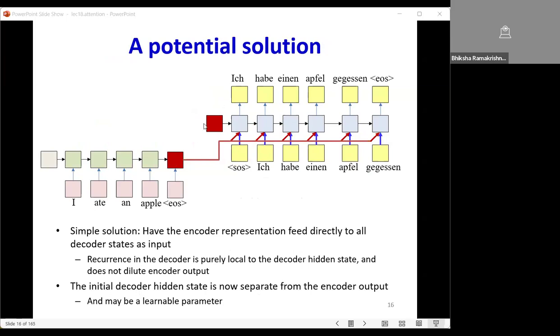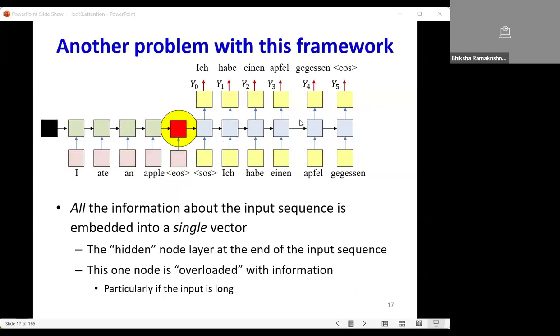Suddenly, this is no longer part of the recurrence on the decoder side, independent of whatever has been computed by the encoder. And so the decoder's recurrence has its own initial hidden state, which could be a learned parameter. So this solves the problem of dilution on the decoder side. But then, as several of you had mentioned, there's also a problem on the encoder side.